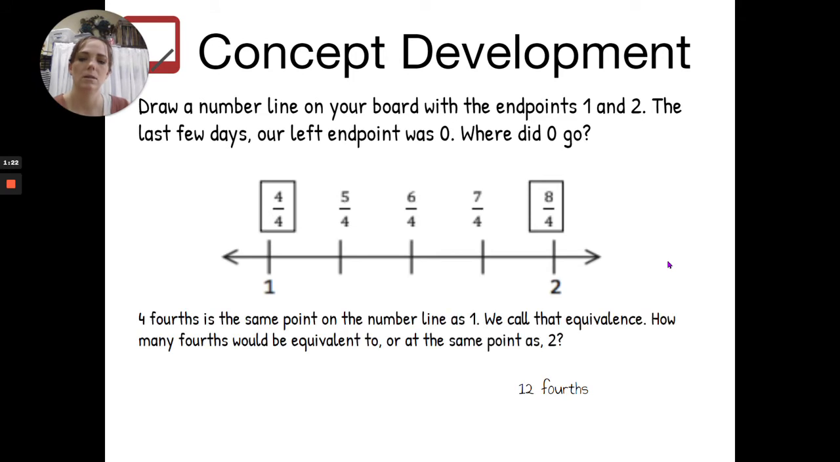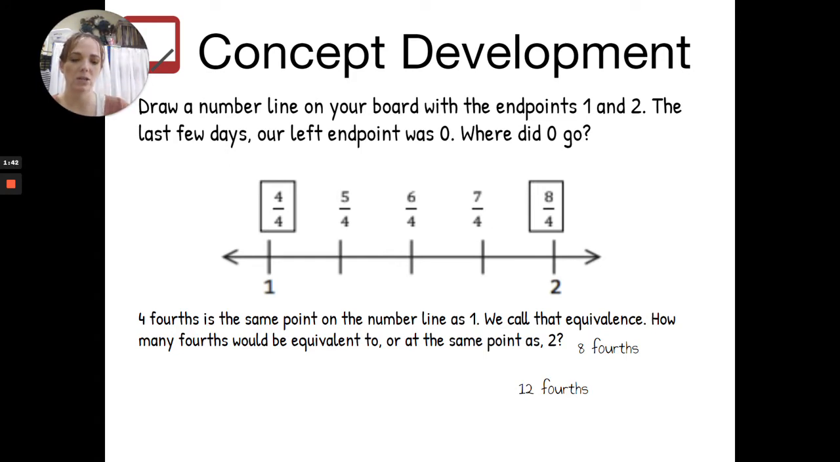So 4/4 is the same as 1 whole. We call this equivalence, when 4/4 and 1 have the same thing. If I gave you this 1 whole orange, and then I gave you the same orange, but I cut it into 4 pieces, you have the exact same amount. You have an equivalent amount.